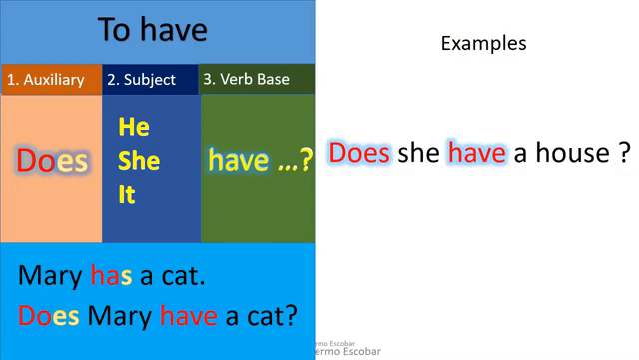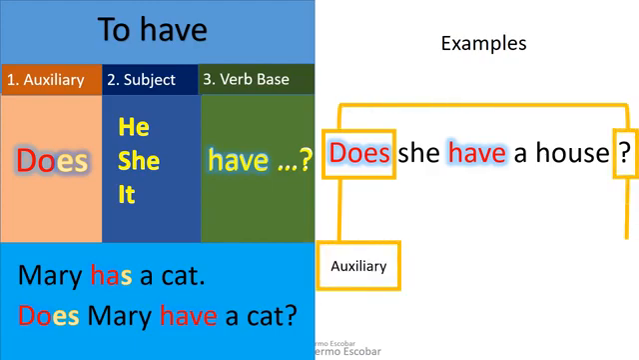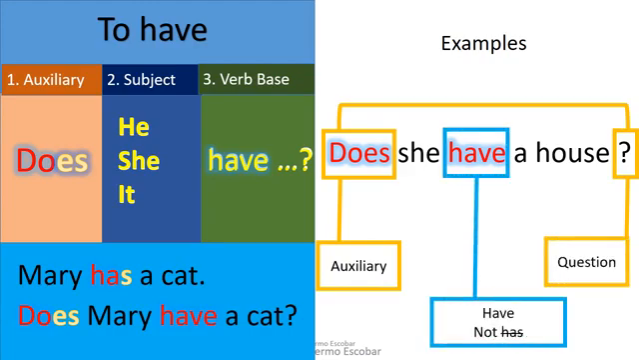Let me give you another example. Does she have a house? In this question, we have the auxiliary of the third person, does. Don't forget to write the question mark. Then we have the verb have, not has.